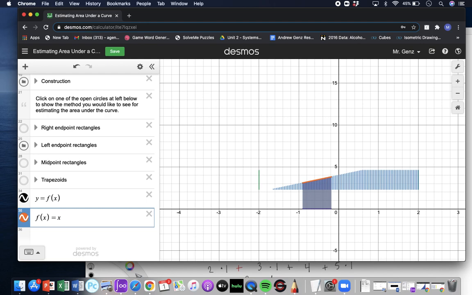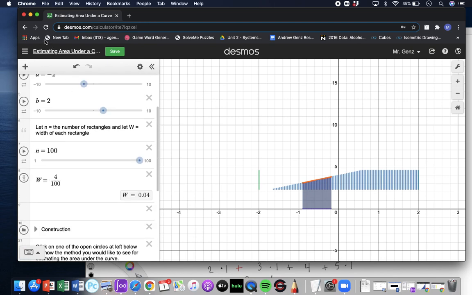I don't know why my computer's running a little slow here. Let's see if I can refresh it.